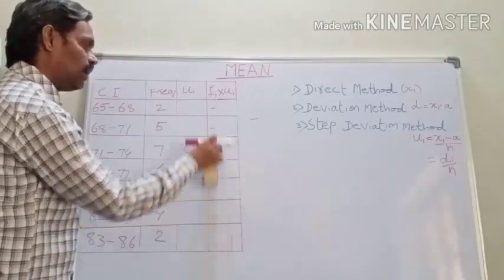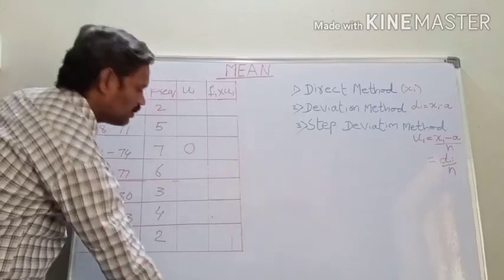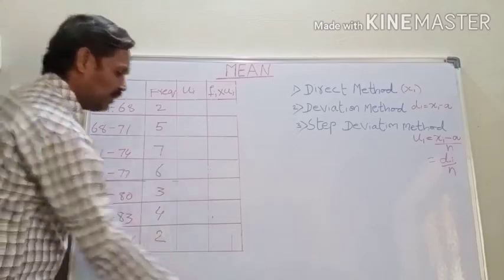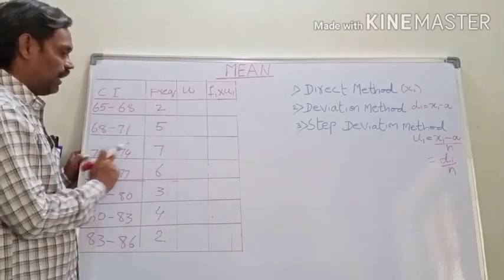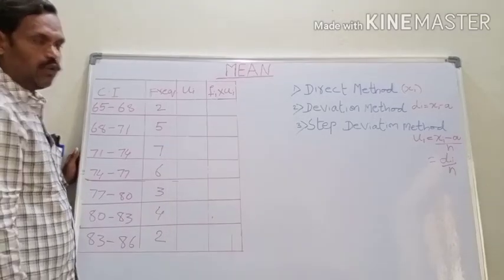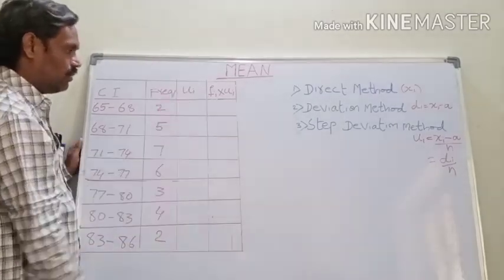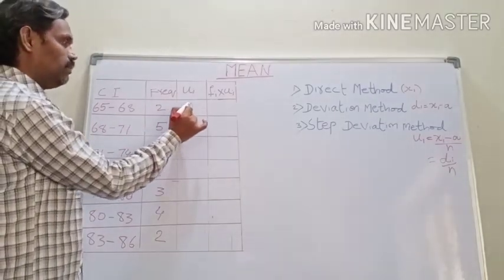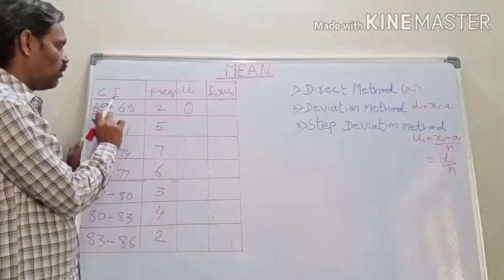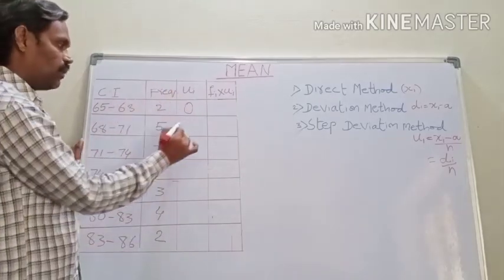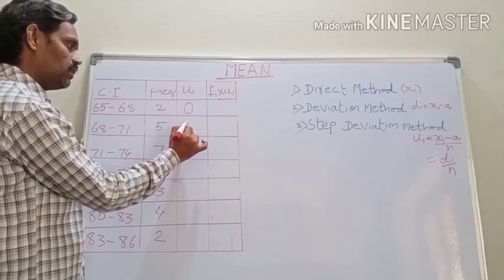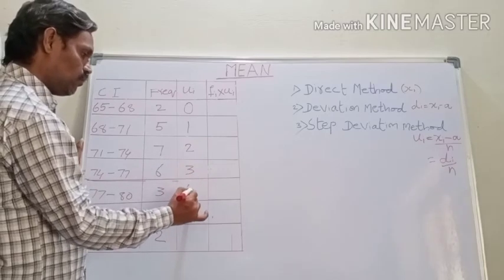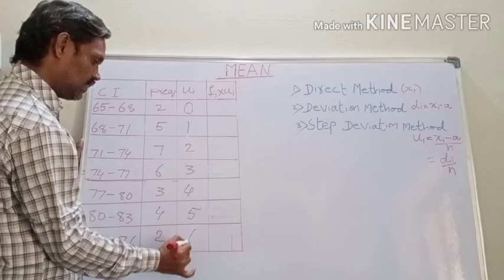without having negative values. Here we take 0 at 71 to 74. So there is no need to take 0 at the highest frequency only. You can put 0 in any row. Now I am taking 0 for ui at the beginning. That means I will take ui as 0 for the first class. Then you write the serial digits 1, 2, 3, 4, 5, 6 like this.